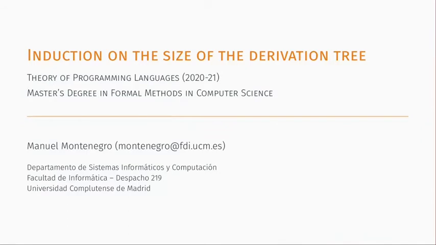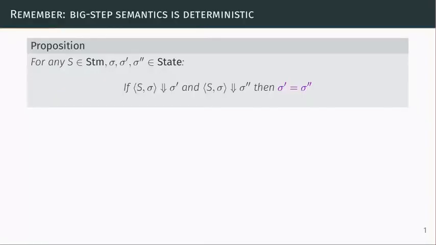Let's try to motivate this technique by means of an example. If you remember the video on big step semantics, this semantics was deterministic. That means that if we have two derivations of the state of the same statement under the same initial state, then both must lead to the same final state.